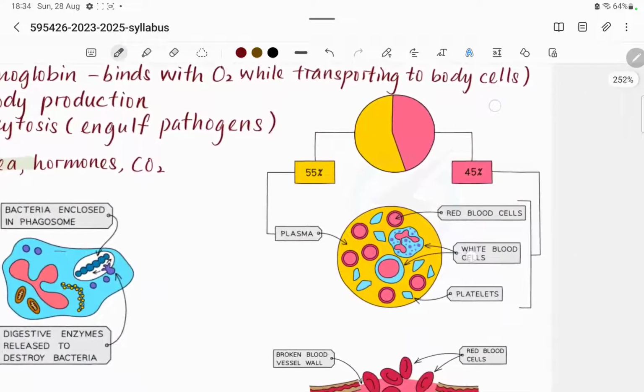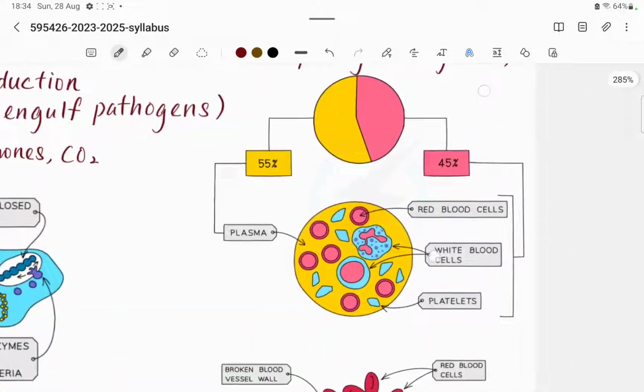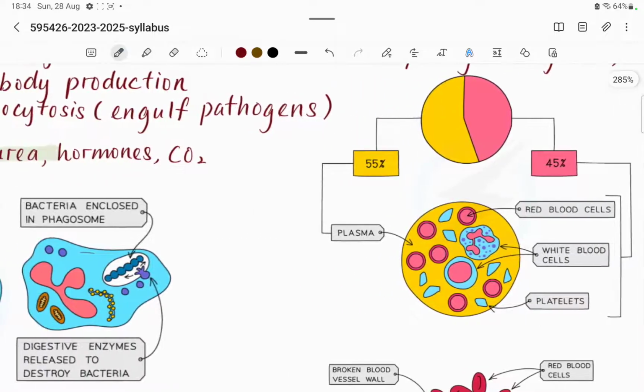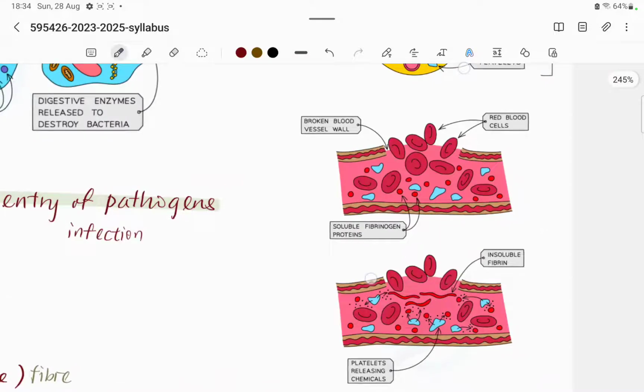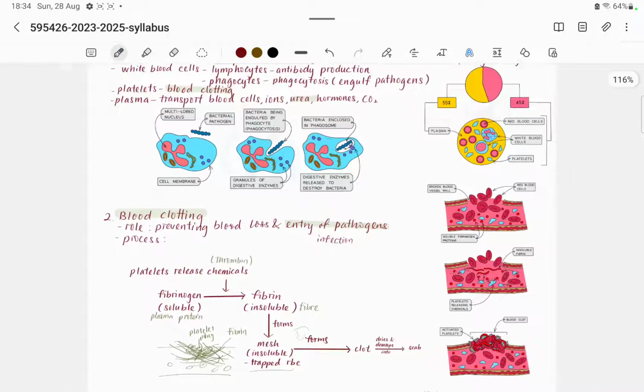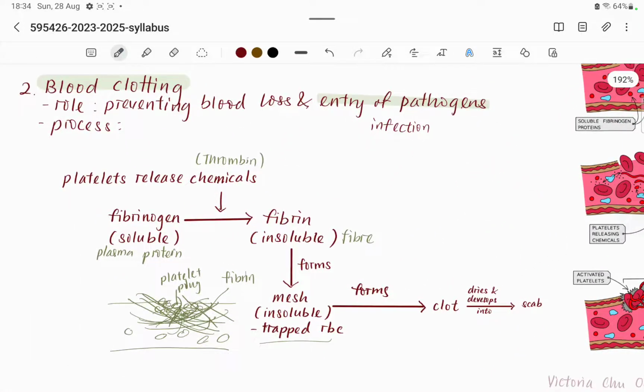This one is the composition of the blood. 55% is plasma, 45% is the blood cells. Okay. This one is blood clotting. The function of blood clotting is to prevent blood loss and entry of pathogens. So it's to prevent infection. Okay.